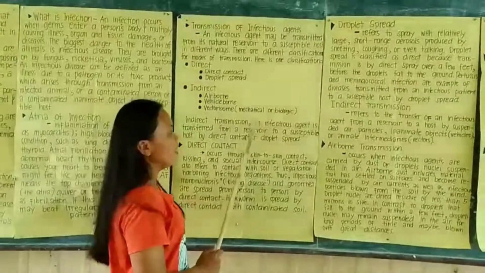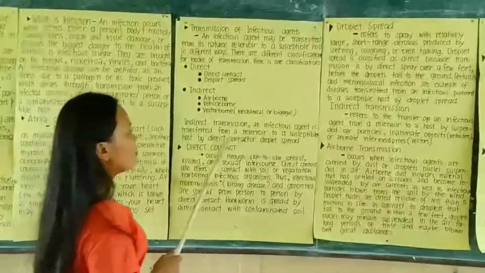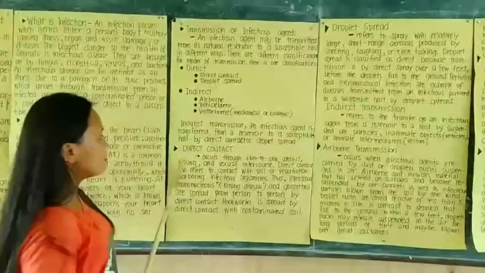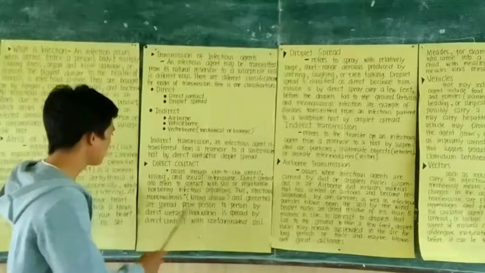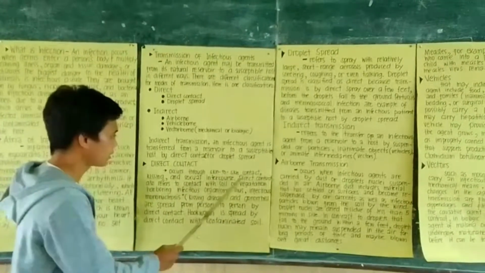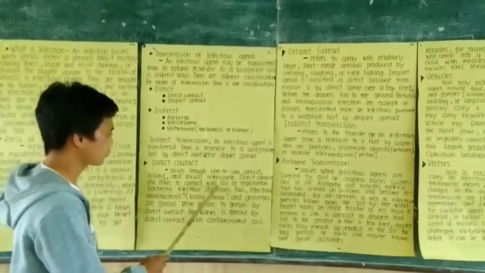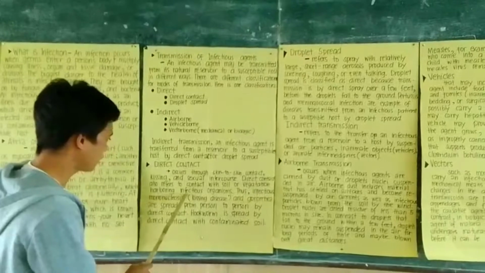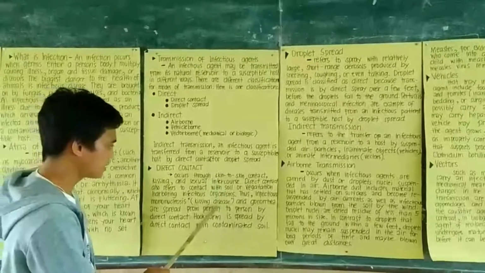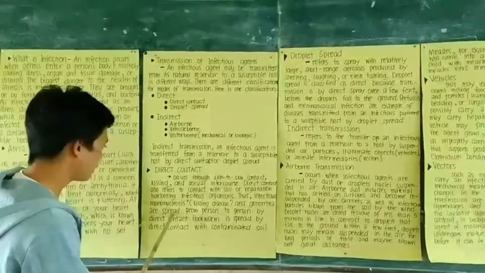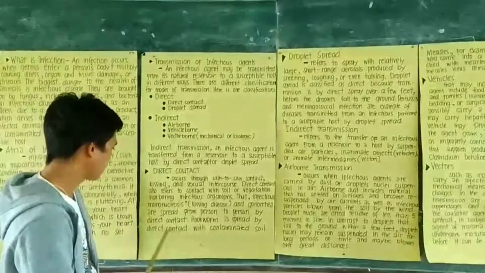Direct transmission: an infectious agent is transferred from a reservoir to a susceptible host by direct contact or droplet spread. Direct contact occurs through skin-to-skin contact, kissing, and sexual intercourse. Direct contact also refers to contact with soil or vegetation harboring infectious organisms. Thus infectious mononucleosis, the kissing disease, and gonorrhea are spread from person to person by direct contact. Hookworm is spread by direct contact with contaminated soil.